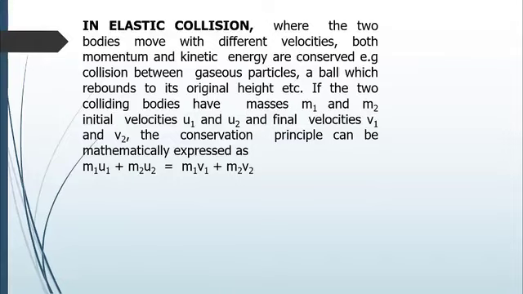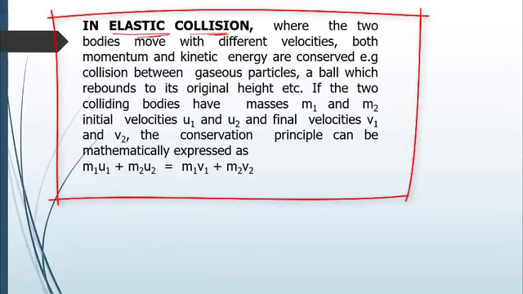Now, what is elastic and what is inelastic collision? When we talk about elastic collision, we're speaking about a situation where two bodies move with different velocities. When this happens, both the momentum, which is a product of mass and velocity, and the kinetic energy of the bodies are conserved simultaneously. This happens in the collision between gaseous particles, or when a ball that has been kicked bounces on the ground and rebounds to its original height.